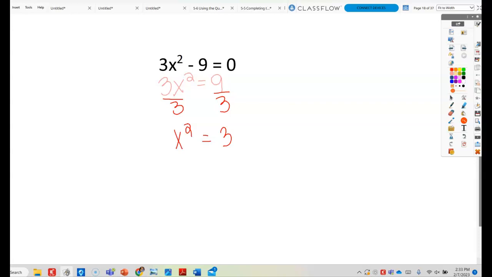How do you get rid of the squared? Take the square root. So x equals plus or minus the square root of 3. The square root of 3 is not a perfect square. Therefore, my answer stays as plus or minus root 3.